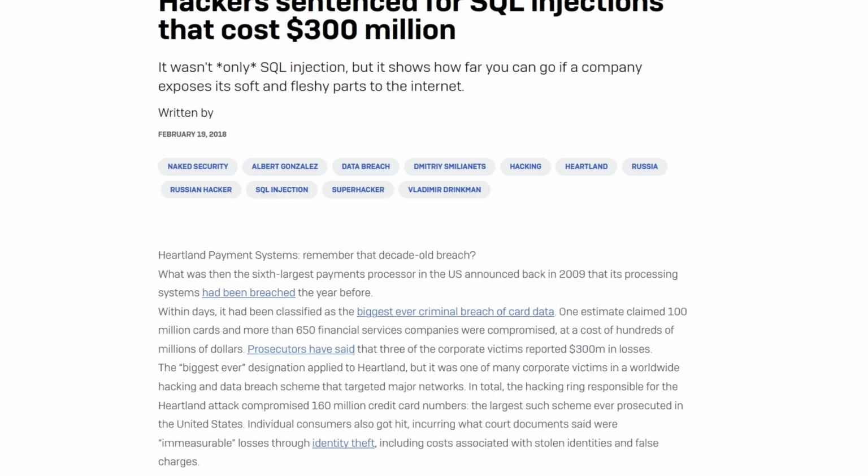In 2009, Heartland, then the sixth largest payment processor in the US, announced their systems had been breached the year prior. It was quickly classified as the biggest criminal breach of card data ever at that time. Estimates claimed 100 million cards and over 650 financial services companies were compromised, leading to hundreds of millions in losses. Prosecutors stated 3 corporate victims alone reported 300 million in losses.